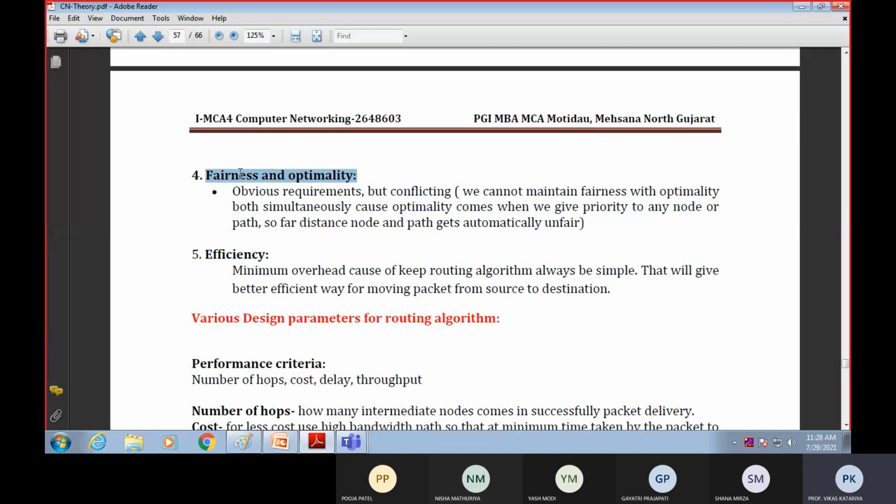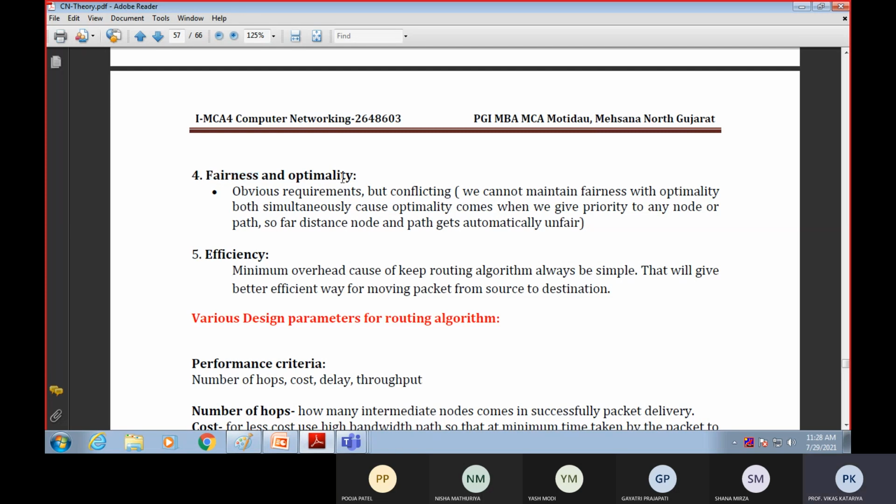Fairness and optimality. This is also a desired property. Fairness means each and every node gets a chance to deliver the packet from source to destination. While making the effective path, all nodes should be involved.